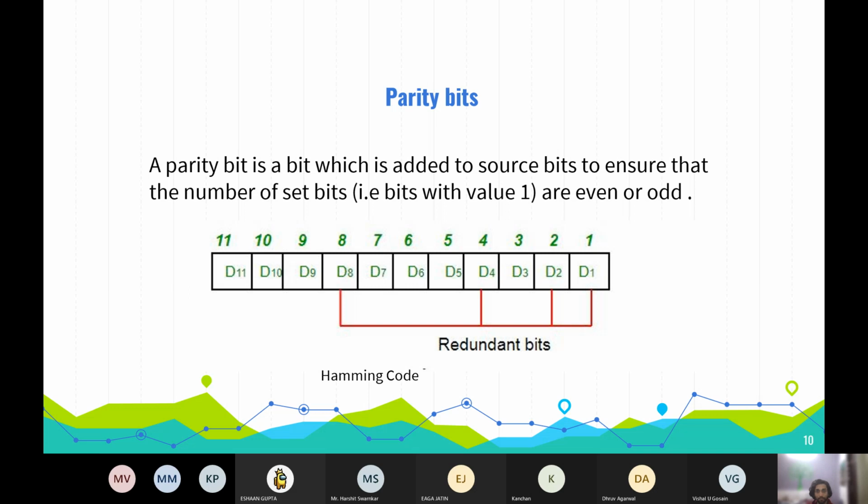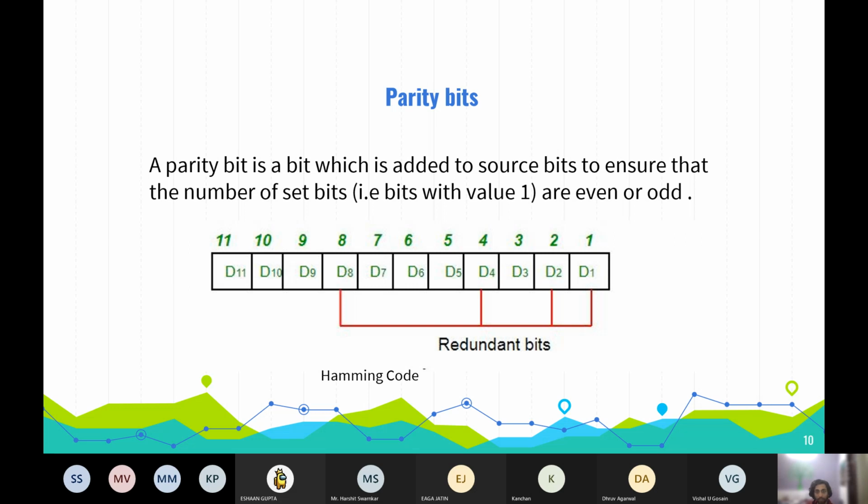be 1, this would be 1 0, this would be 1 1. So what D1 represents is the XOR of all the locations which have 1 in the 0th location. So here we can see D1 would be the XOR of 1, 3, 5, 7, 9 and 11.